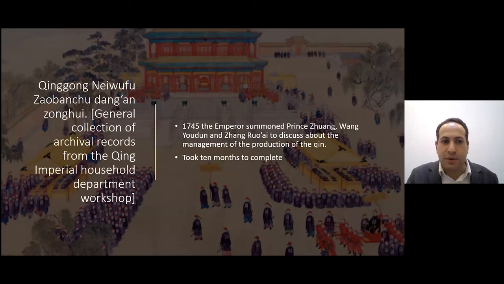I don't think we have time to read through the whole thing, but this is a bit later, the Qianlong Emperor's reign. And these are from the general collection of archival records from the Qing Imperial Household. So these records will show us how something was made and the process it took. This is regarding a guqin, a musical instrument, which the Qianlong Emperor made in 1744, 1745.